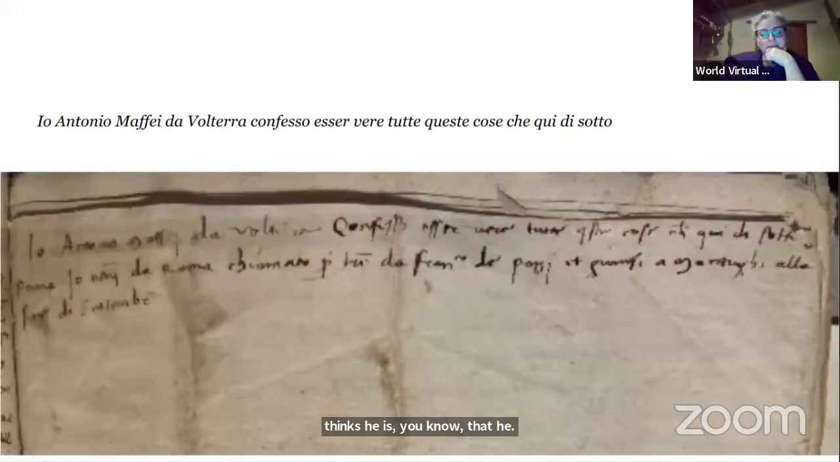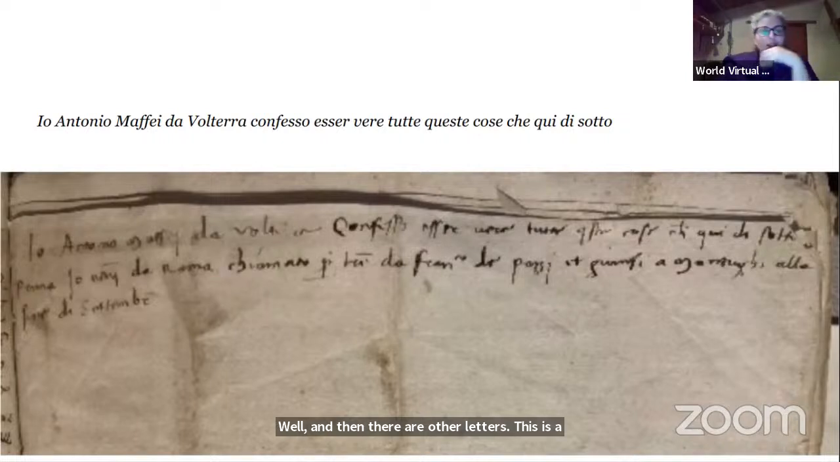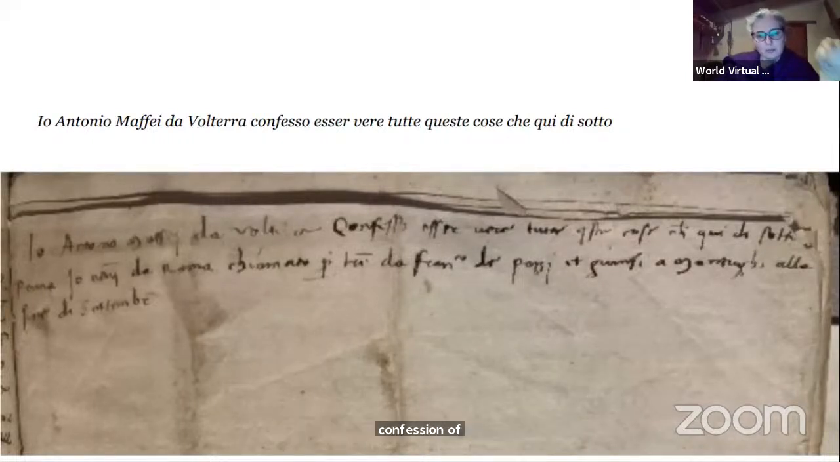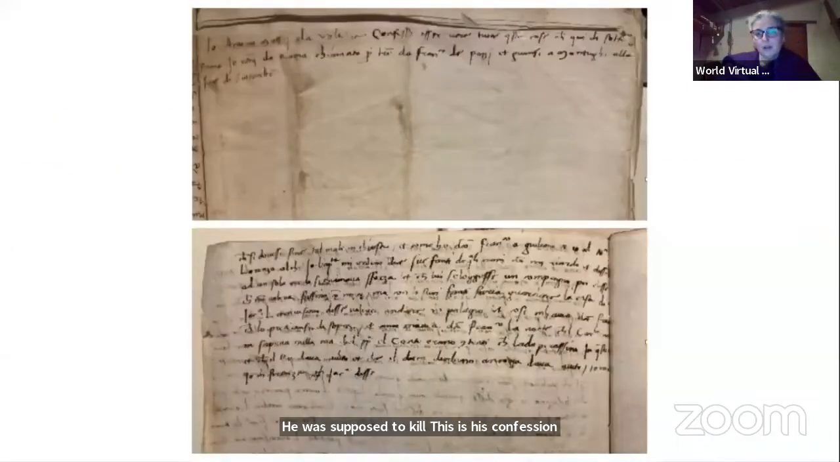And then there are other letters. This is a confession of Antonio Maffei da Volterra. Antonio Maffei da Volterra was supposed to kill Lorenzo de' Medici, but he failed. This is his confession. So in the end, he made a mess of it.